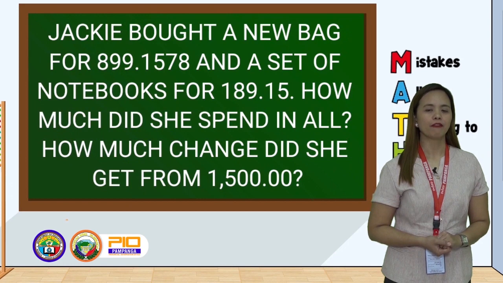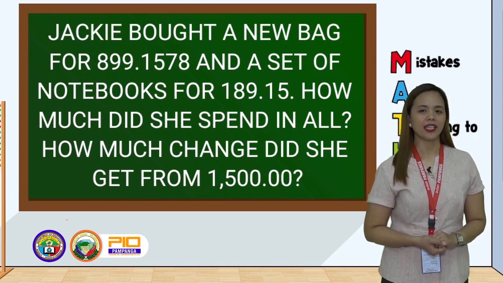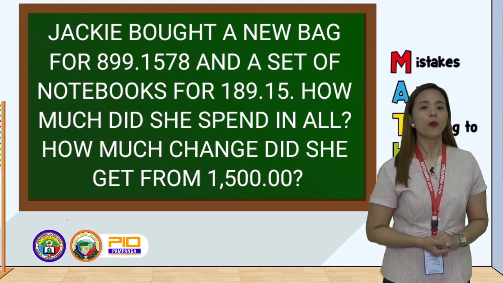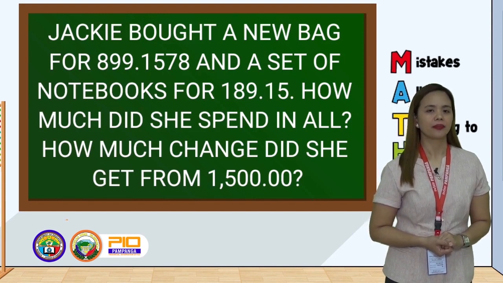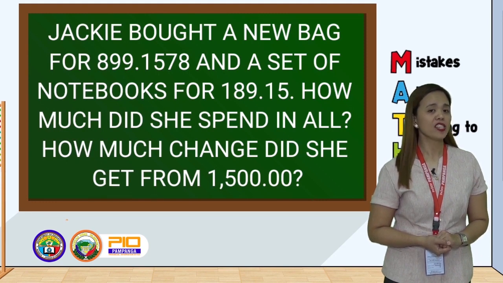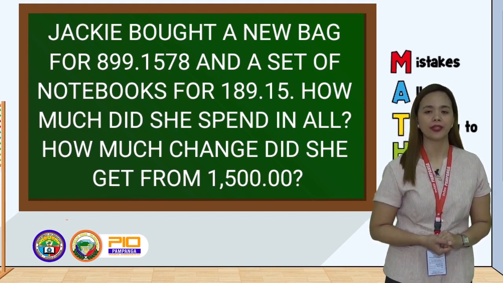Jackie bought a new bag for 899 and 1,578 ten thousandths, and a set of notebooks for 189 and 15 hundredths. How much did she spend in all? How much change did she get from 1,500?